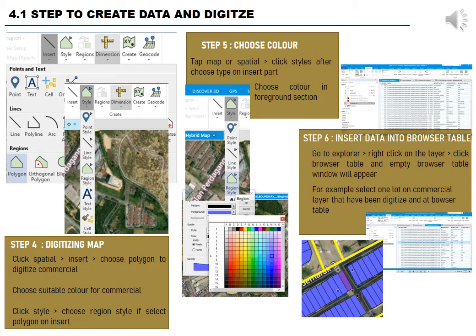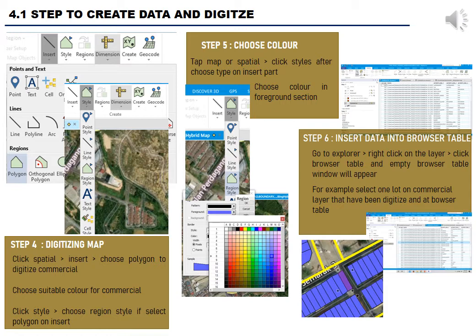For the next step, digitizing the map. To start digitizing the map, firstly click spatial, and then insert and choose polygon to digitize commercial. And next is choose color. Before digitizing, you have to choose a suitable color, and to do that, tap map or spatial, both will do, and then click styles after choosing the type on the insert bar, which is in step 4. And next is choose color in the foreground section.